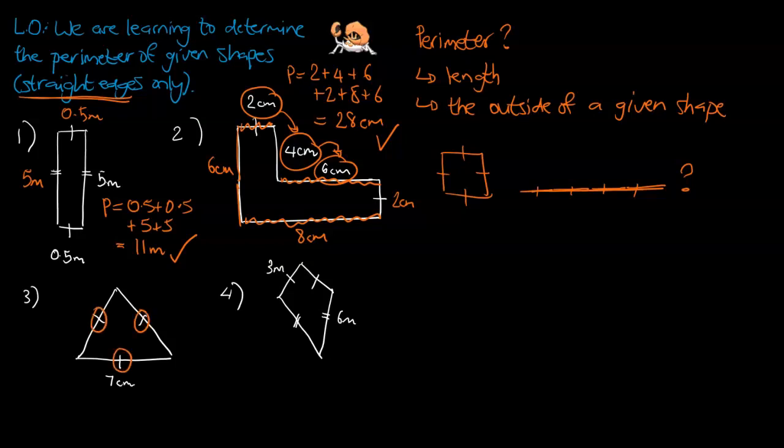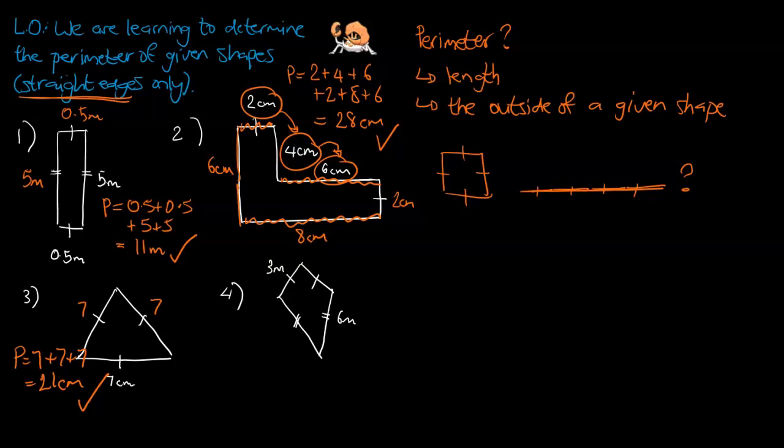All the dashes tell us this is an equilateral triangle. So let's add in the numbers. So those are going to be 7 and 7. In this case, our perimeter is going to be 7 plus 7 plus 7, getting us to 21 centimeters in total.